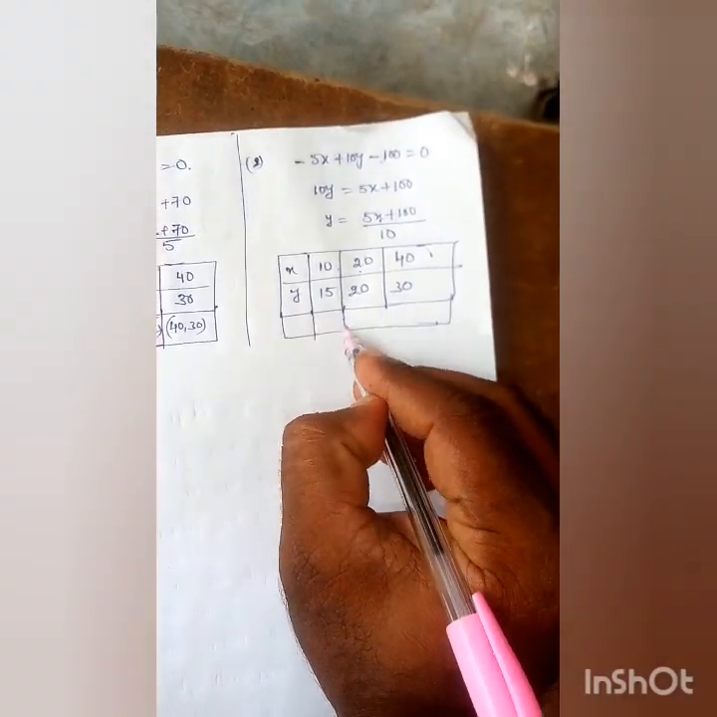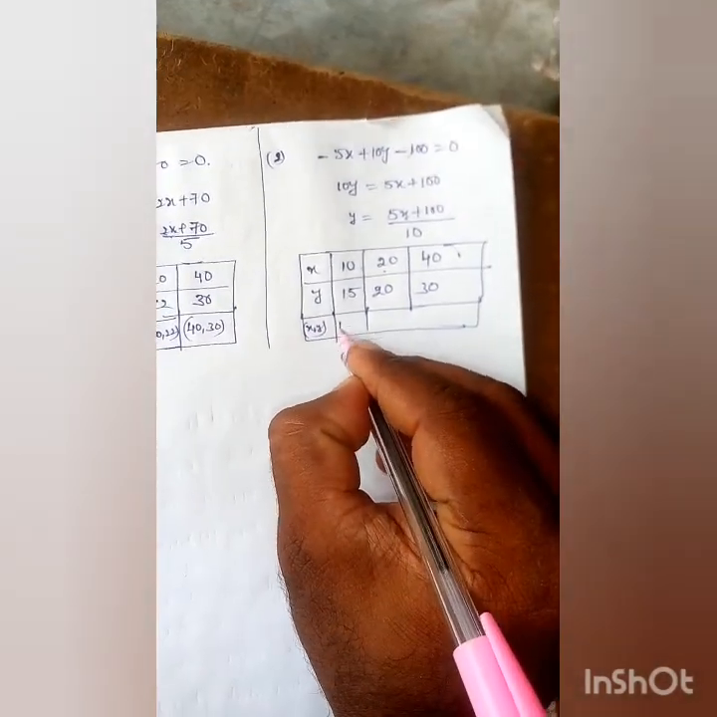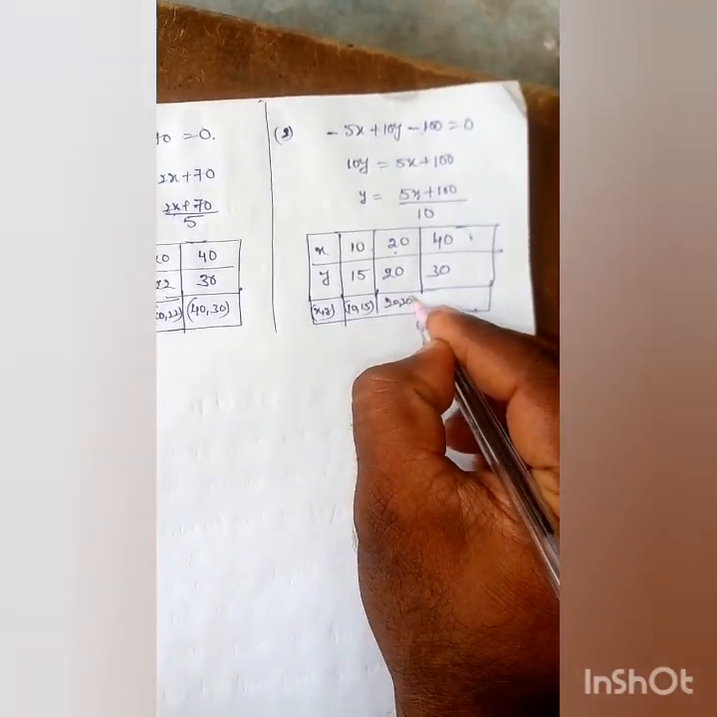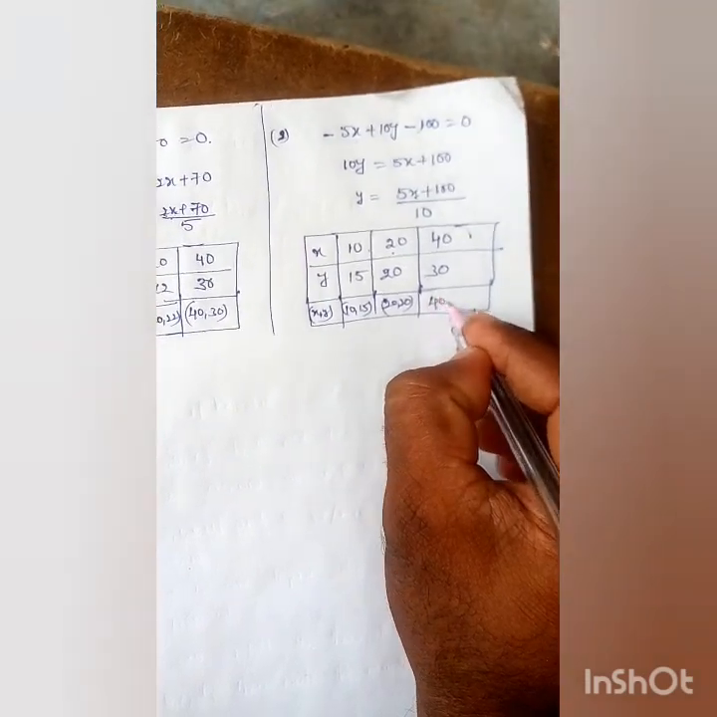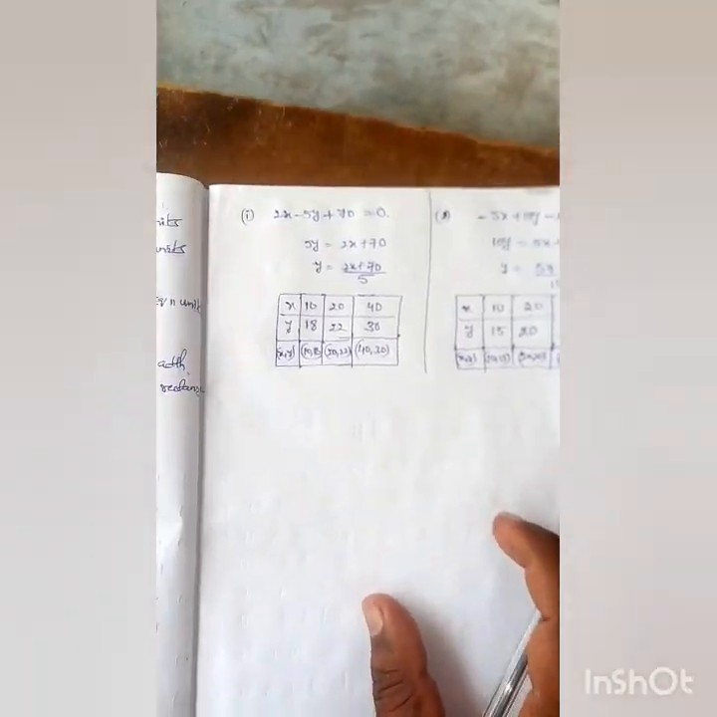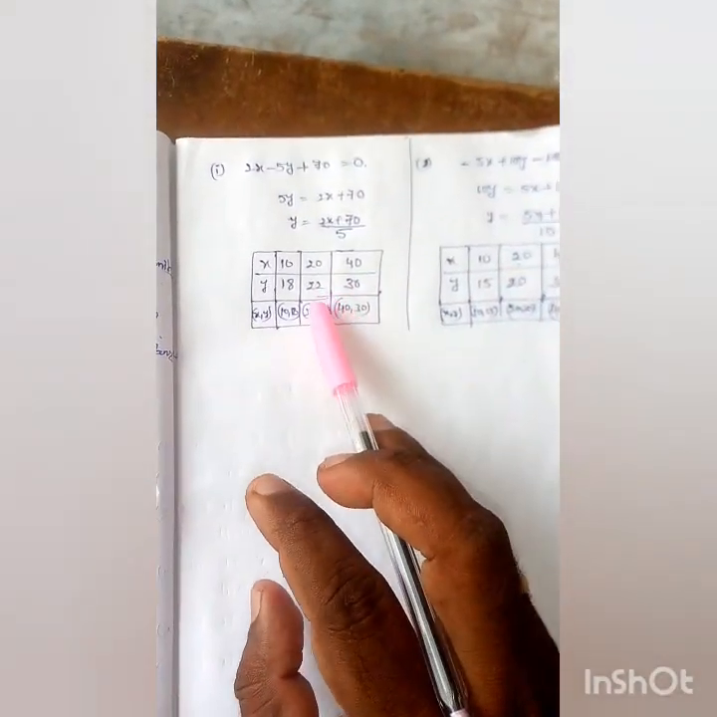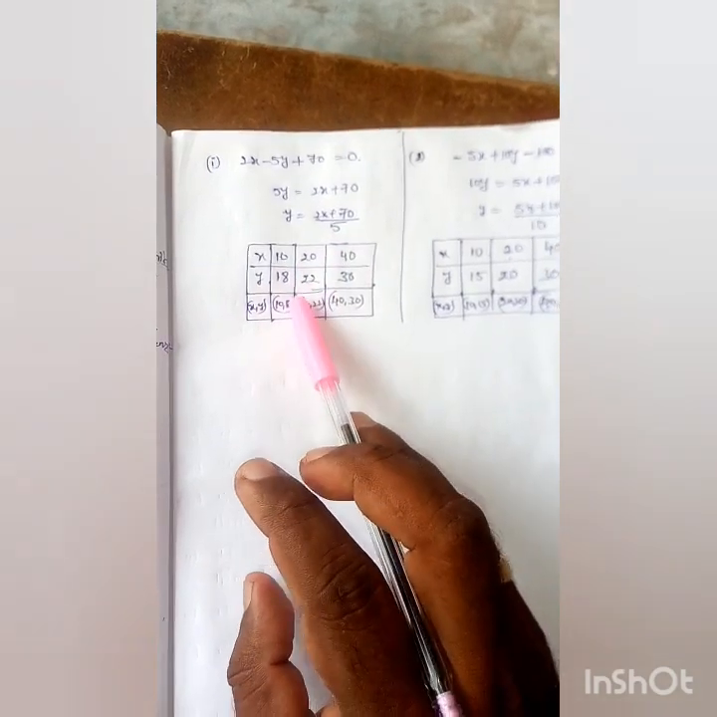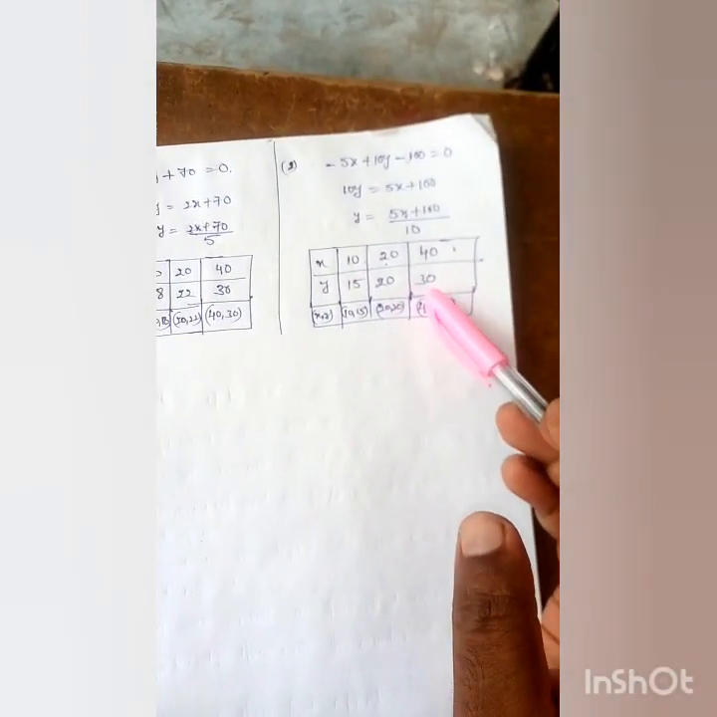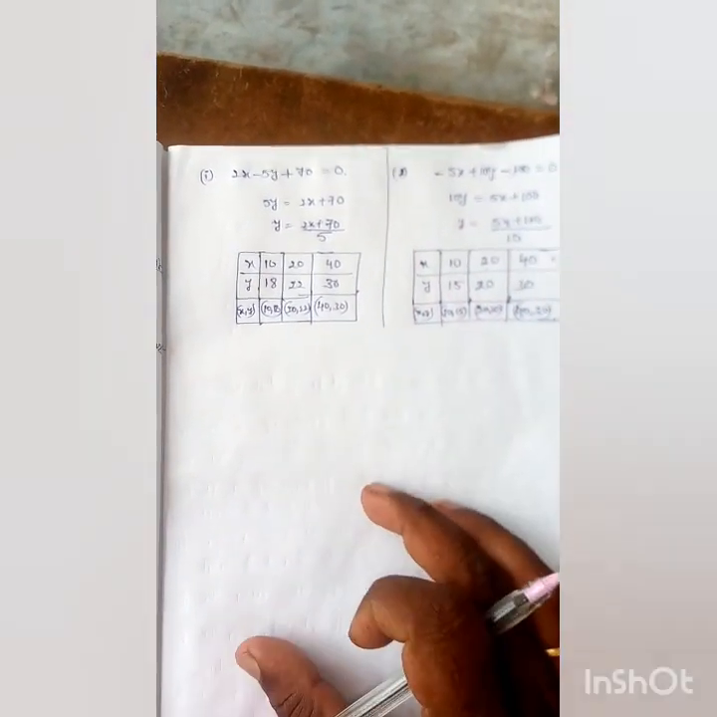Now write the values in the form of coordinates, xy: (10, 15), (20, 20), (40, 30). Okay students, now draw the graphs by using these tables. You can draw the first straight line by using the first table, and you can draw the second straight line by using the second table. Draw the graphs by using these tables and send your graphs through my WhatsApp.